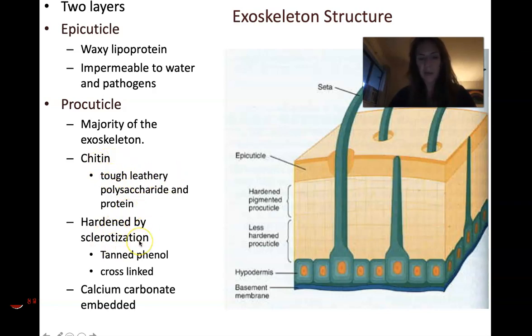And it's hardened by a process called sclerotization, where when you tan the phenols in there, it creates these cross-links that make it a lot tougher. So sclerotization is a tanning process that chemically alters the structure of this procuticle, making it tougher. And then there's also calcium carbonate embedded in there. So they're crunchy. If you've ever crunched into a crab claw or a crustacean, you'll see exactly how crunchy they are, right? Step on a cockroach, you know this, they're really crunchy.